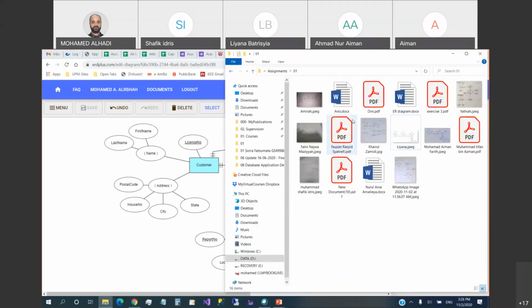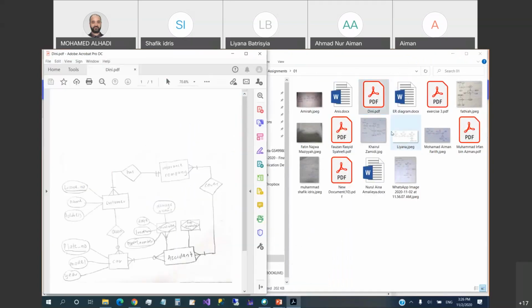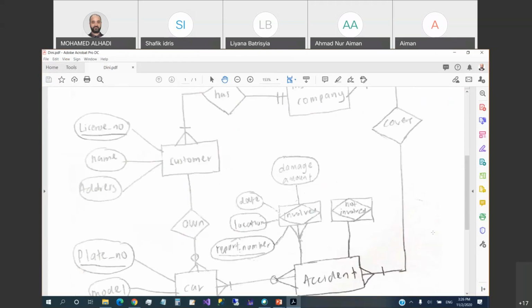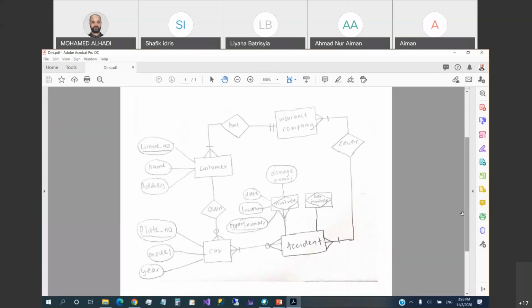Then we go to the PDF files here. Dini or Dini. How can I pronounce this name, please? Dini. Okay, Dini. Dini, your design looks very complicated.